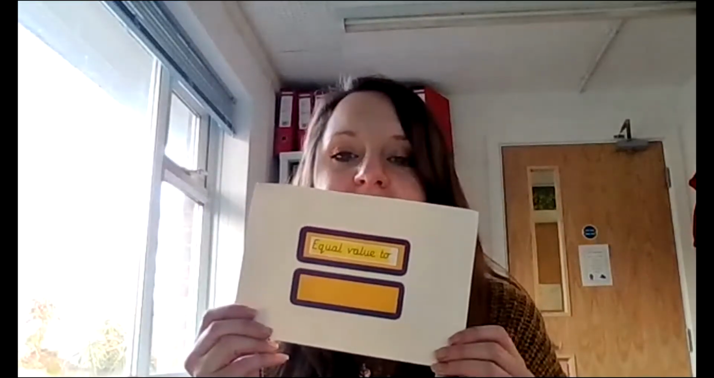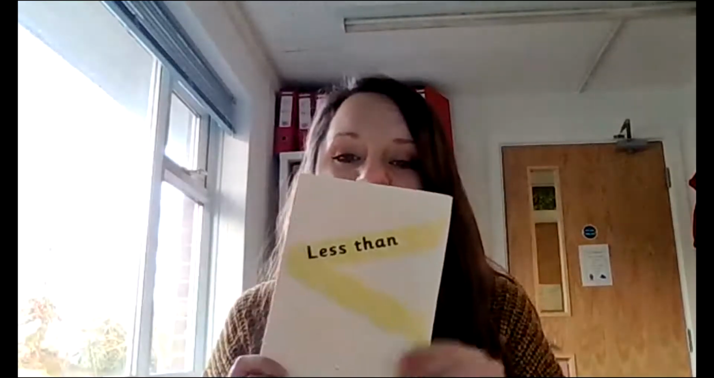Our equals sign, which means the same value. Our less than sign, which means there are a few less, a smaller amount of things on this side than that side, and our greater than symbol, which means there are more things, a larger amount, a greater value on this side than there is on this side. So back to what we were talking about.